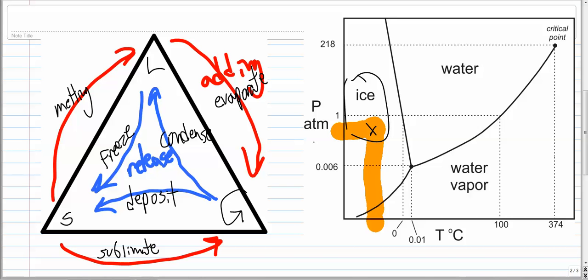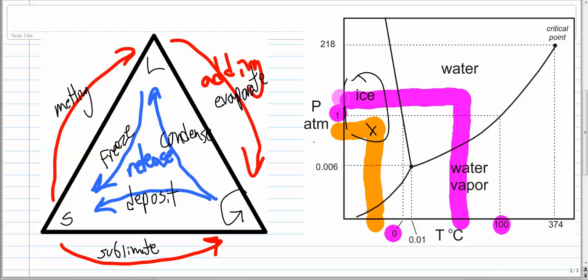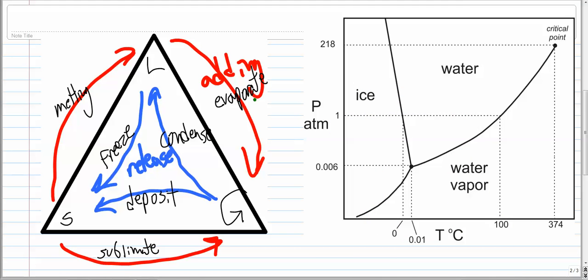If you pick some other spot, like maybe here, that is at a temperature somewhere between 0 and 100, and the pressure is somewhere above 1 atmosphere. If you had that right here, then you would have liquid water. And that's how this diagram works. It's pretty simple.